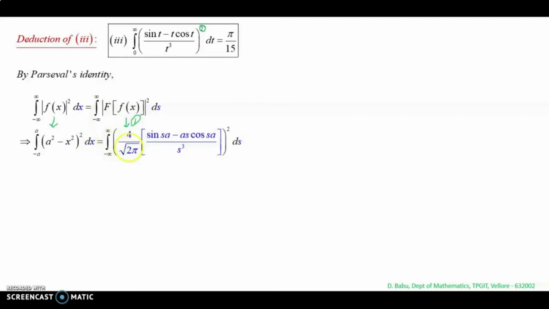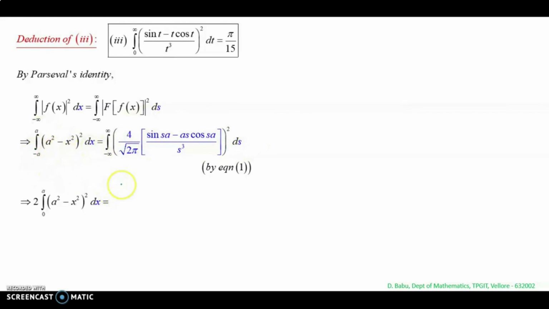This is equal to what is given in equation 1: integration minus infinity to plus infinity, 4 divided by square root of 2 pi, sin sa minus as cos sa divided by s cube, the whole square into ds. Here it is a squaring term, and a squaring term is always an even function. Therefore, minus a to plus a can be written as 2 times 0 to a. Here also it is a square term, therefore minus infinity to plus infinity can be written as 2 times 0 to infinity. 4 divided by square root of 2 pi the whole square is constant, therefore we take it outside.